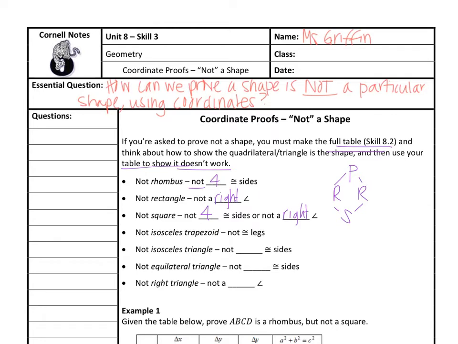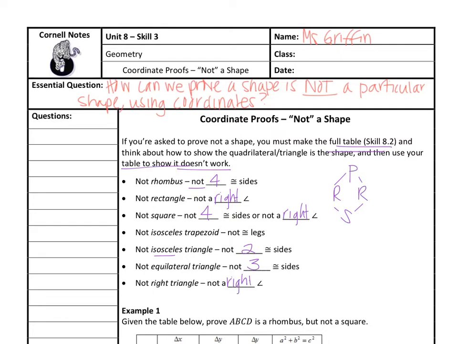Properties carried down, remember. Not an isosceles trapezoid means there are not congruent legs. That one is the least common of things that you're going to be asked to prove, so don't stress yourself out about that. Not an isosceles triangle means there needs to not be 2 congruent sides. Isosceles means 2. Equilateral means 3. So all 3 sides should not be congruent. That doesn't mean they all have to be different. There just needs to be at least one different side. And not a right triangle, of course, means not a right angle.